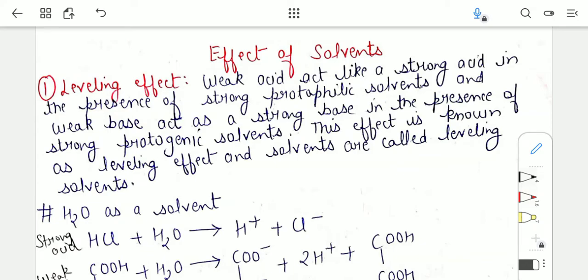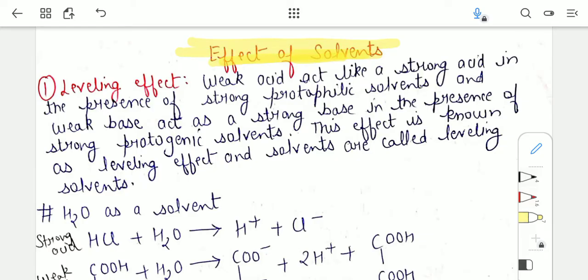So welcome everyone. In the previous video, we talked about non-aqueous titration as well as the effects of the solvents which are used in non-aqueous titration. In this video, we are going to talk about the effect which is being shown by the non-aqueous solvents. So, effect of solvents.